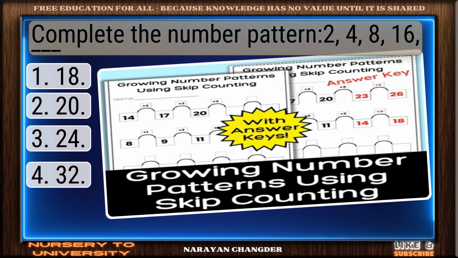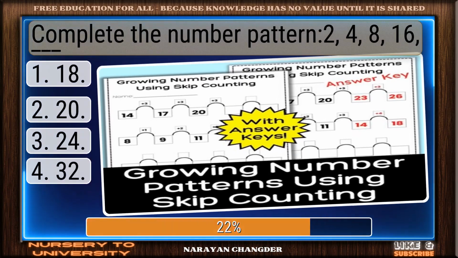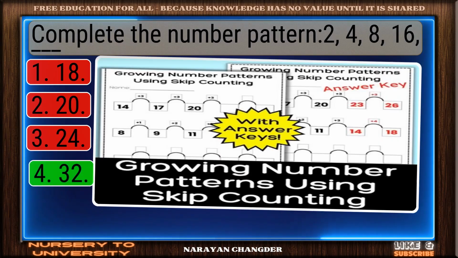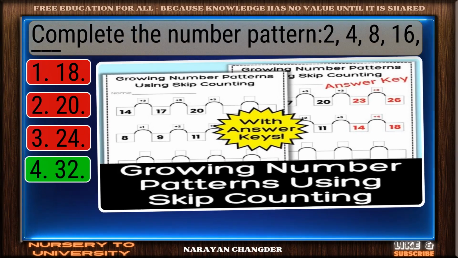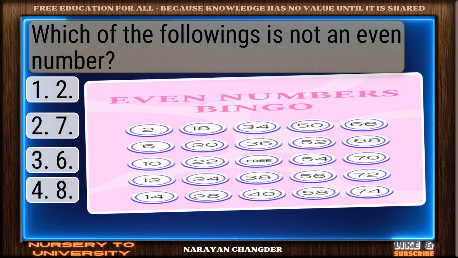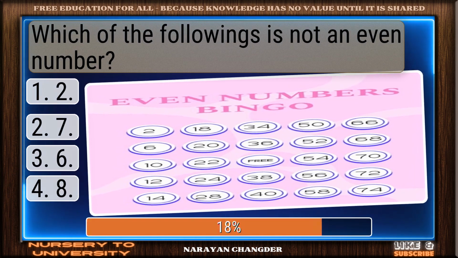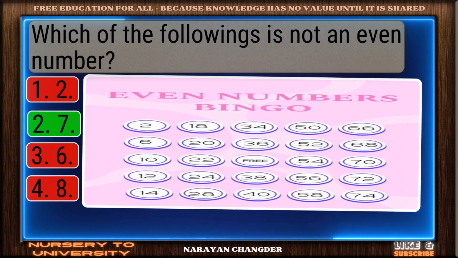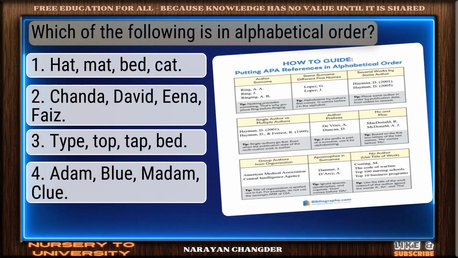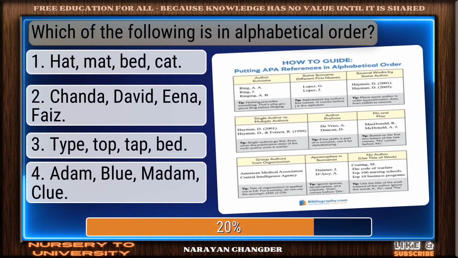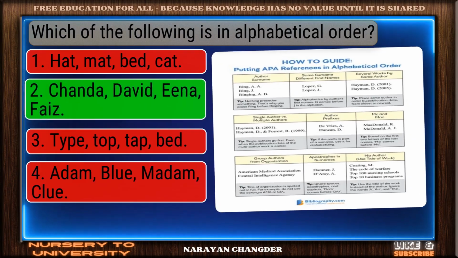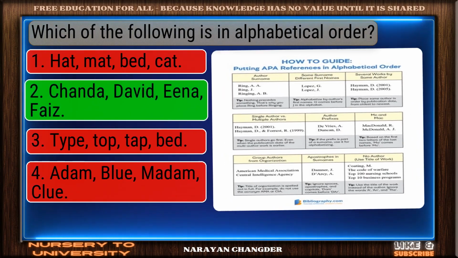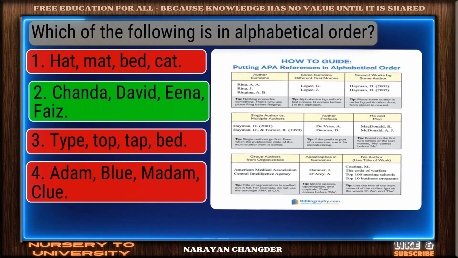Complete the number pattern 2, 4, 8, 16 dash. Exactly. 32 makes sense and it is right choice. Which of the followings is not an even number? You chose 7, and it is correct. Which of the following is in alphabetical order? Correct response. Chanda, David, Ina, Faze is the most accurate answer.